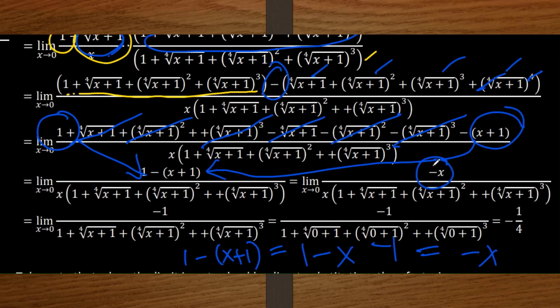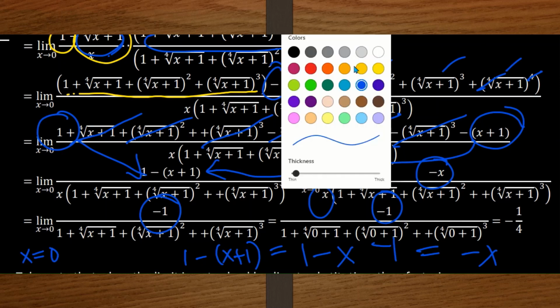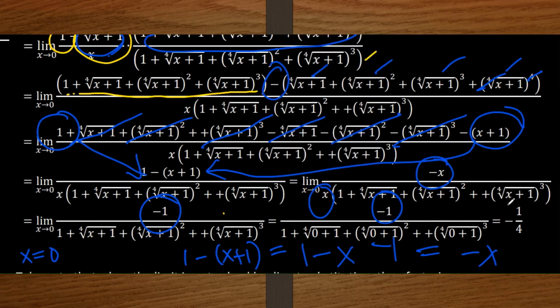So from negative x, you divide that by x, will give you negative 1. And since that is already simplified, and you cannot have 0 over 0 form anymore, you are now ready to substitute x equal to 0. Now substituting x equal to 0 will give you the denominator, which is 4, and the numerator is negative 1. So the final answer is negative 1 over 4.